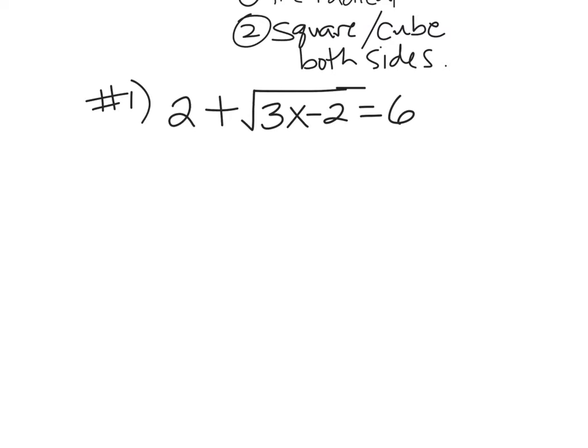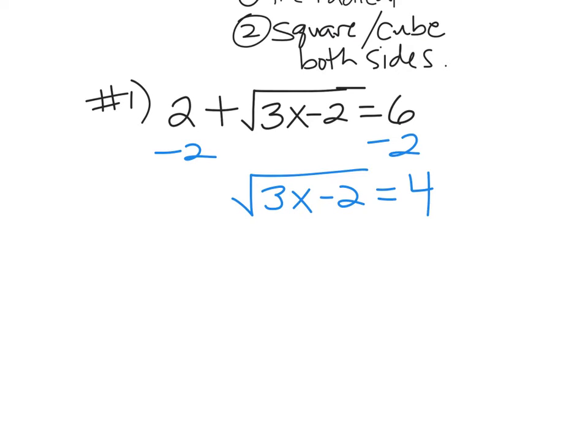So our first step is to subtract 2 from the other side. I'm showing my work like a good child. And I get the square root of 3x minus 2 equals 4. All right, so far so good? Now, do you see that radical? We've isolated it. It's the only thing on that side. I got rid of anything else around it. That was just the 2.